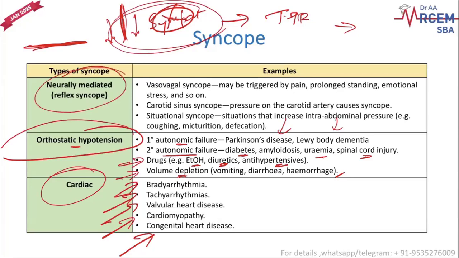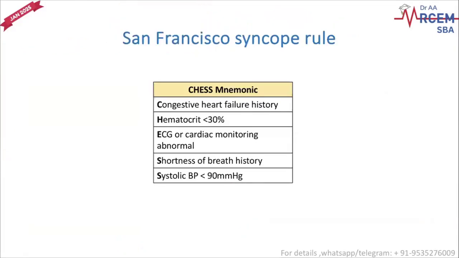Reflex syncope, a typical history will be there, some triggering agent will be there, or some pressure on the carotids will be there, or during micturition, during defecation, during coughing, I had this. So situational syncope. Cardiac, these are the cardiac things we'll be learning. Brady and tachyarrhythmias we'll be learning in the station chapters. Valvular heart disease today, cardiomyopathy today, congenital heart diseases in the next class we'll be learning.